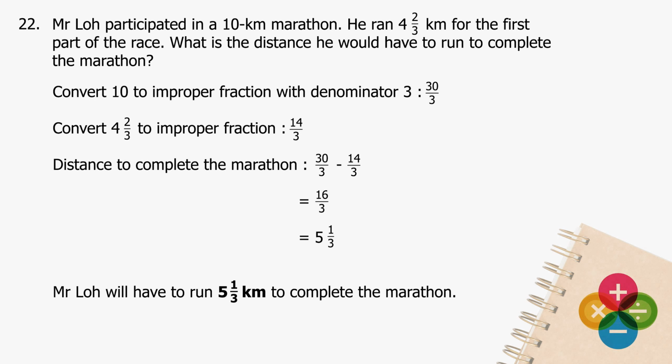Convert 10 to improper fraction with denominator 3 will be 30 over 3. Convert 4 2/3 to improper fraction will be 14 over 3. The distance to complete the marathon will be subtract 14 over 3 from 30 over 3, and the difference is 16 over 3. Convert 16 over 3 to mixed number will be 5 1/3. Mr. Lowe will have to run 5 1/3 of a kilometer to complete the marathon.